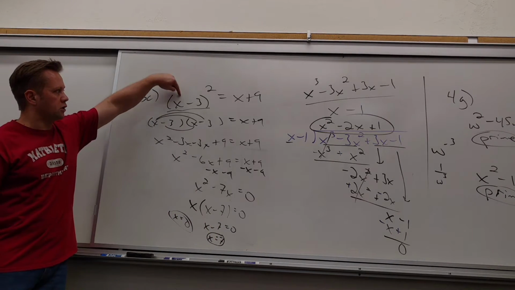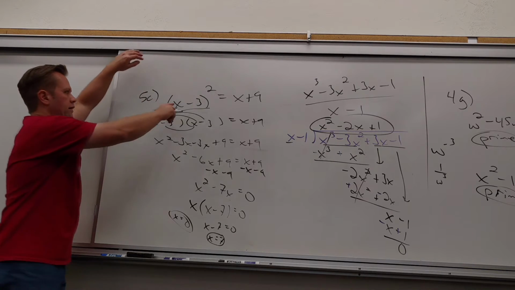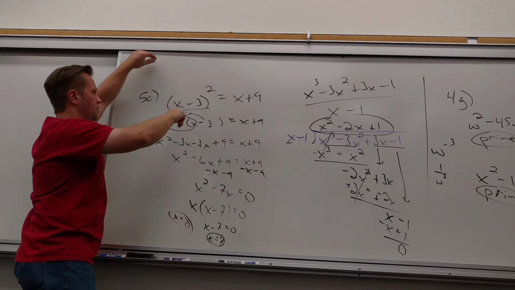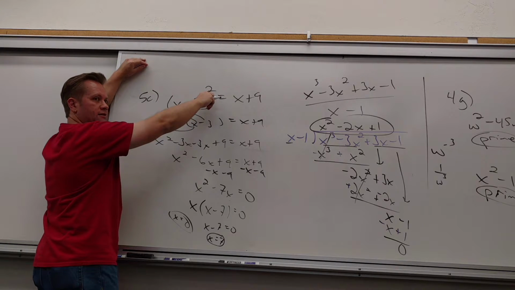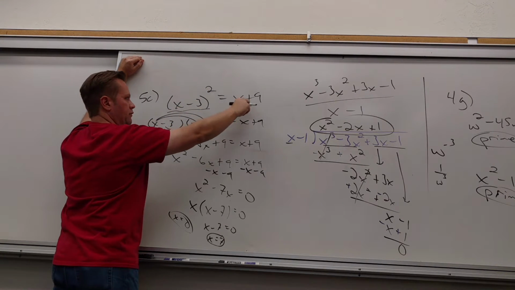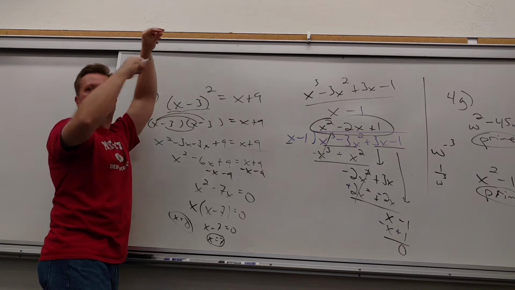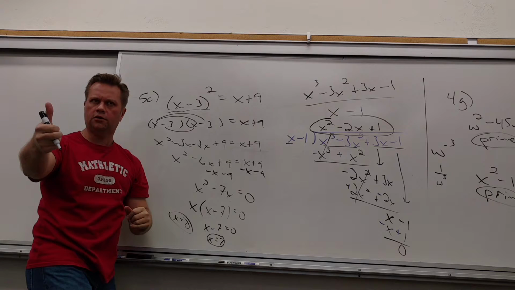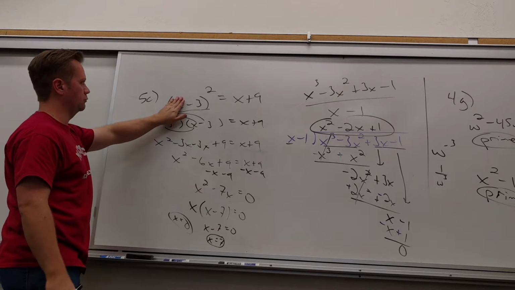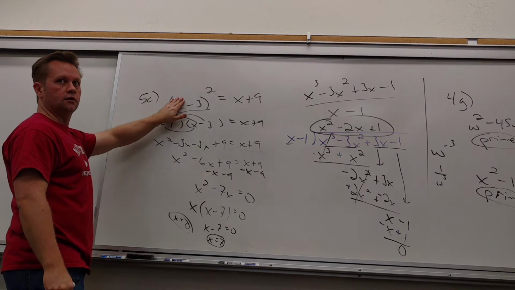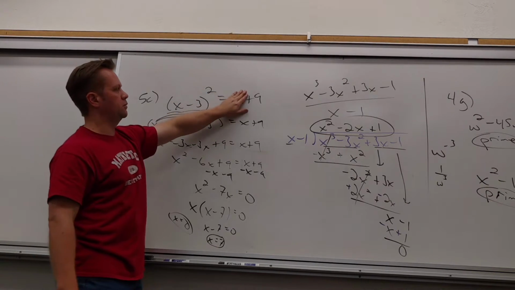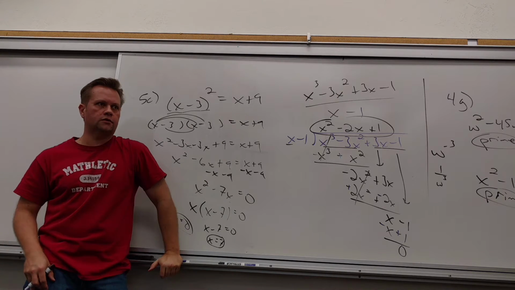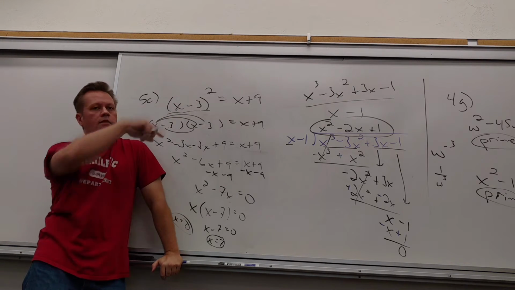If you plug it back into the original, it works. What's 7 minus 3? 4. 4 squared is 16. And what's 7 plus 9? 16. So 16 equals 16, 7 checks. You guys see what I'm doing here? And when I put a 0 in, negative 3 squared is 9, and 0 plus 9 is 9. So 9 equals 9. So it works. So you can check those answers. Just put it back in the original.